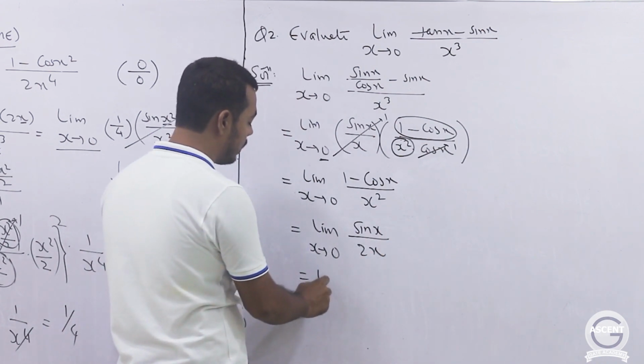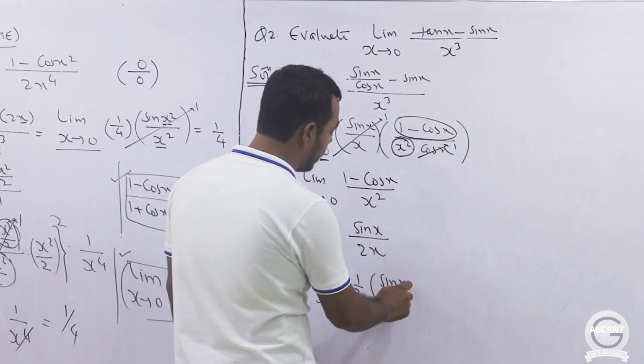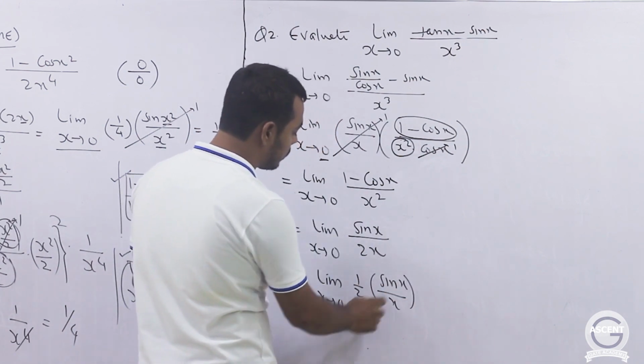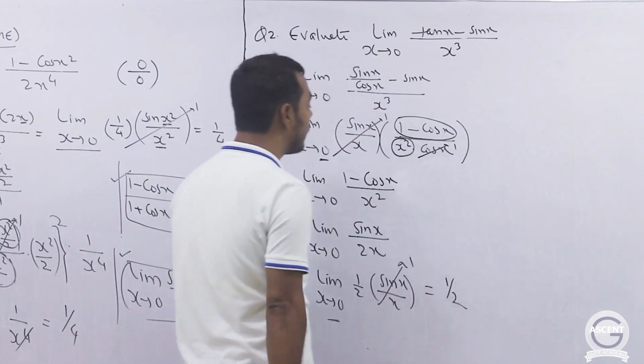2x. So limit x tending to 0, 1 by 2 sine x by x. When x is approaching 0, sine x by x will give us 1. So finally the answer will be 1 by 2.